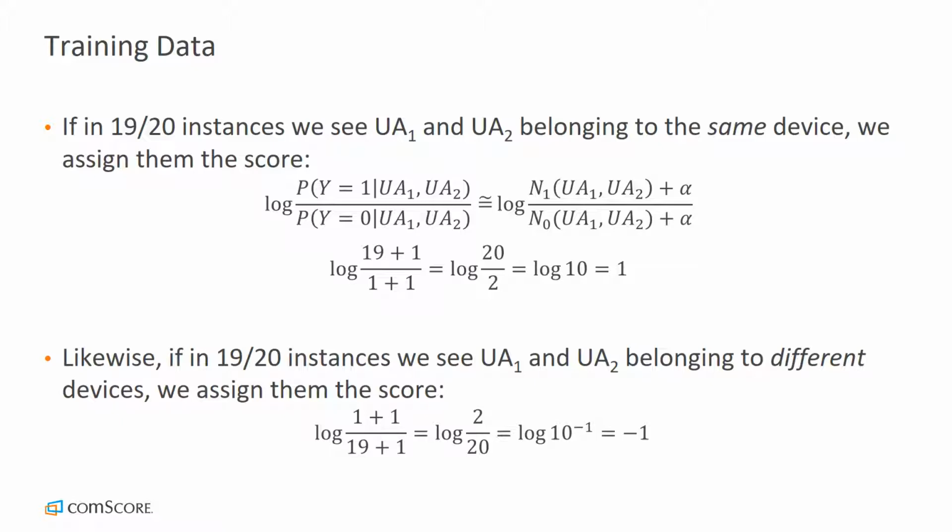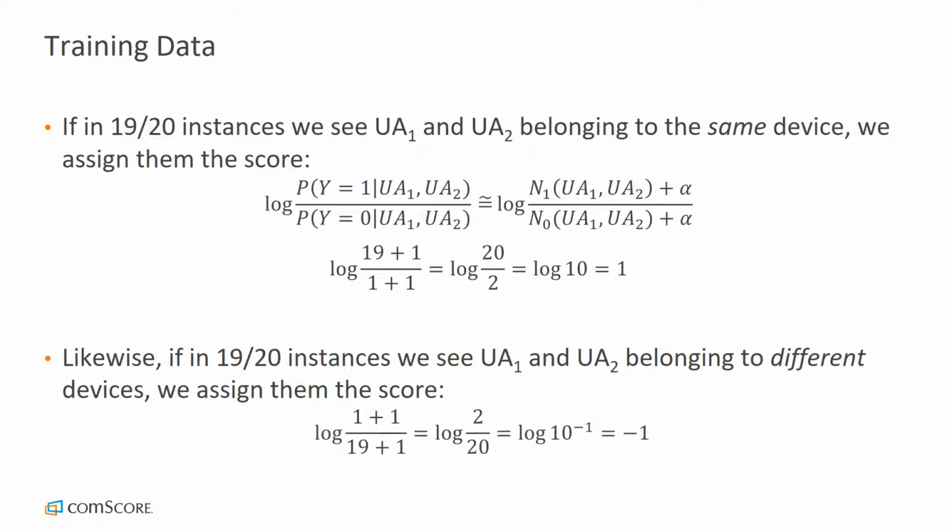For example, if in 19 out of 20 occurrences where we see UA1 and UA2 together, the 2 identifiers correspond to the same device, we compute a score of 1 for this pair of features. Likewise, if in 19 out of 20 occurrences where we see these 2 user agents together, they belong to different devices, we compute a score of -1.